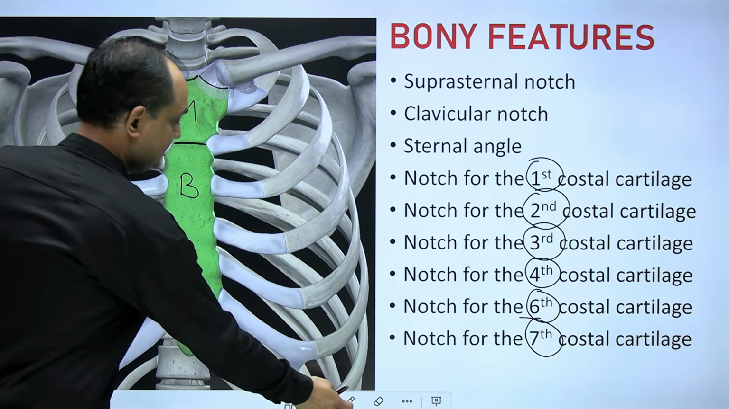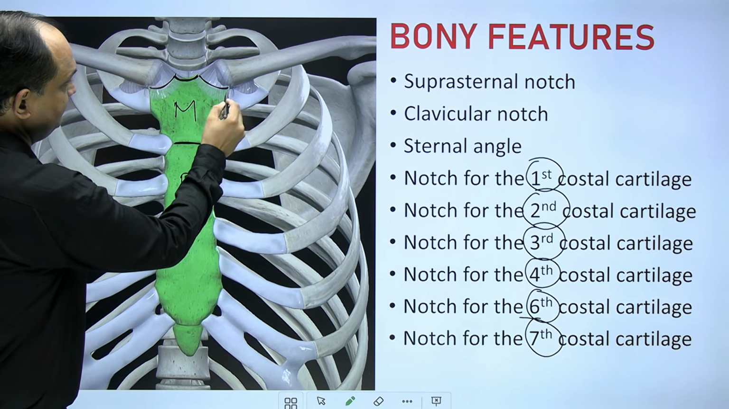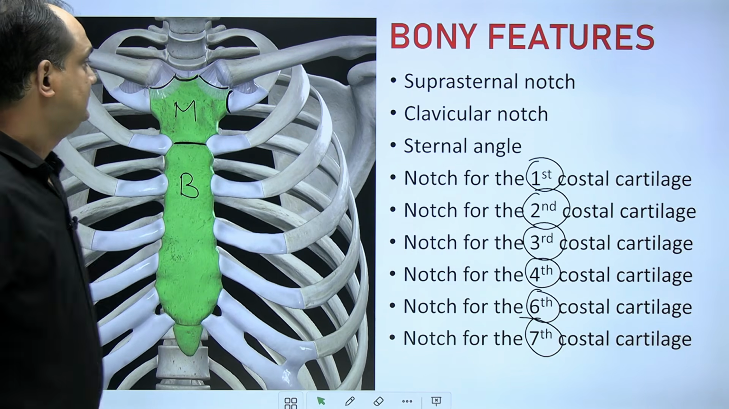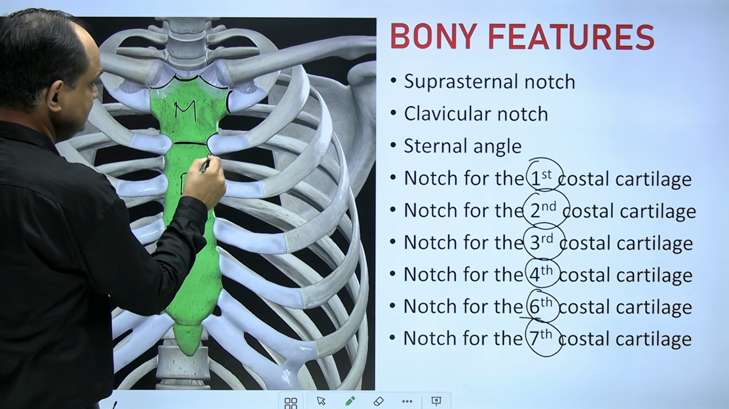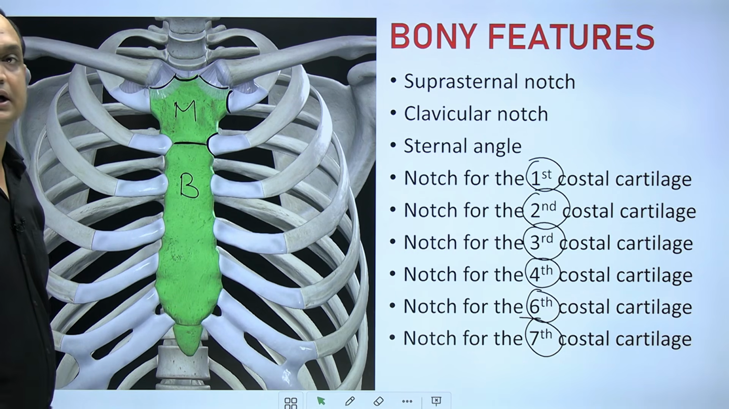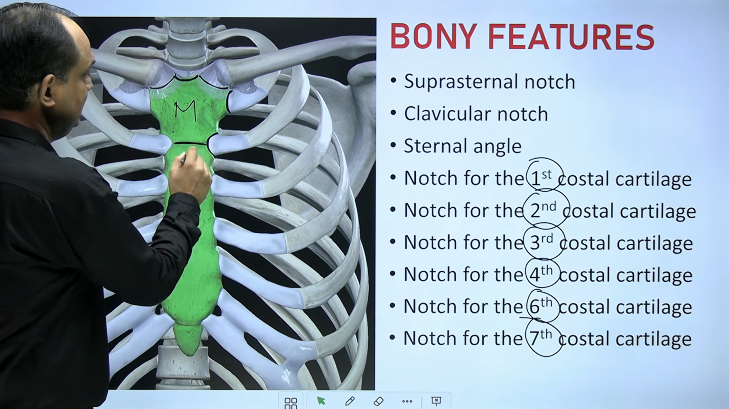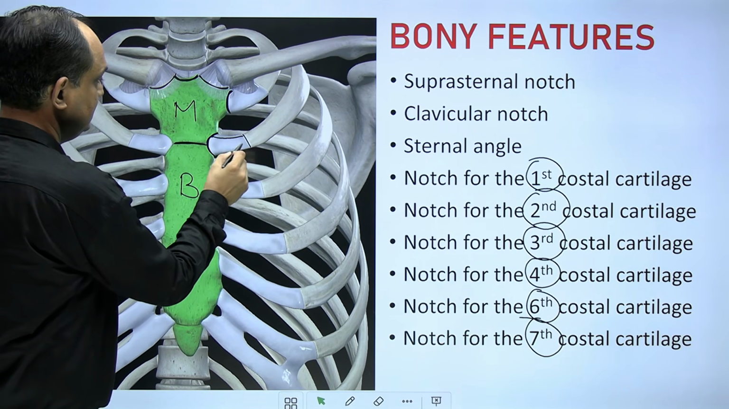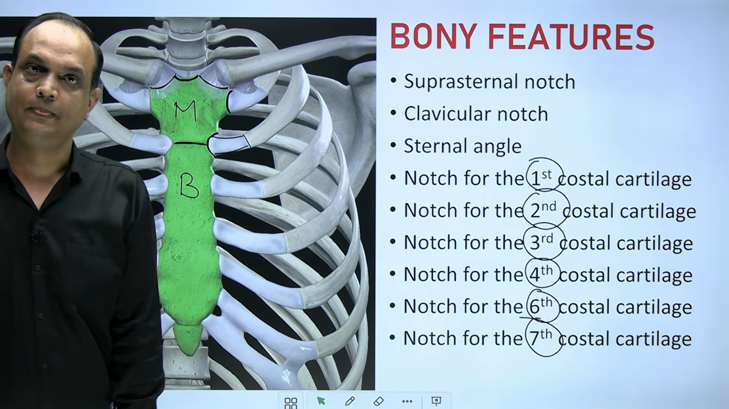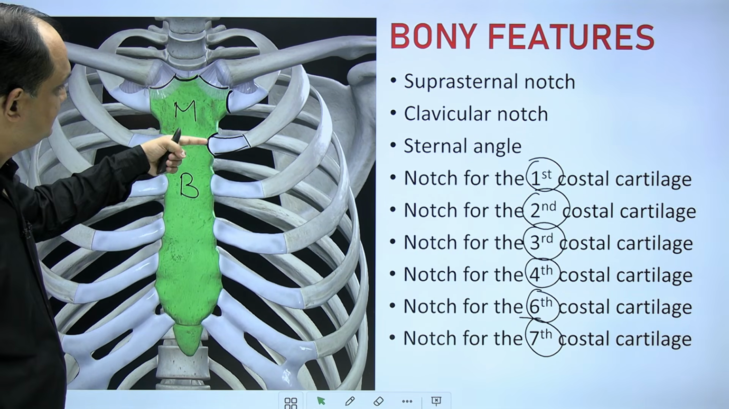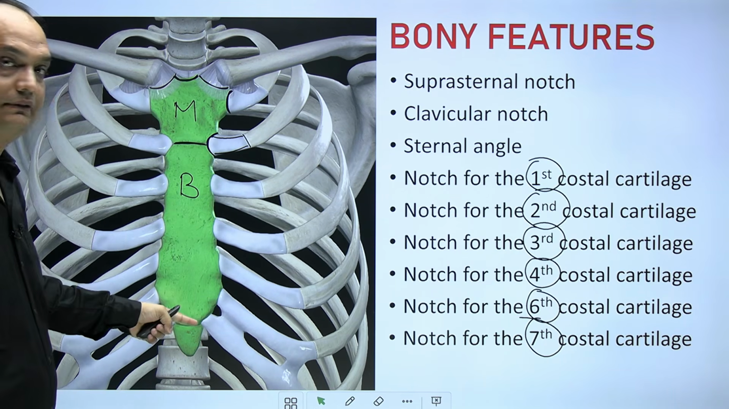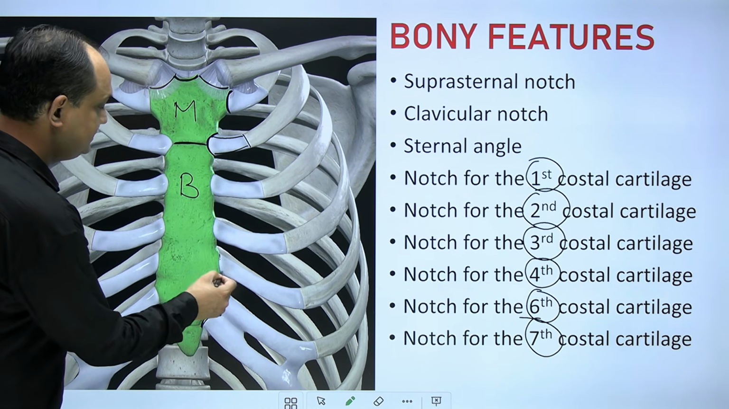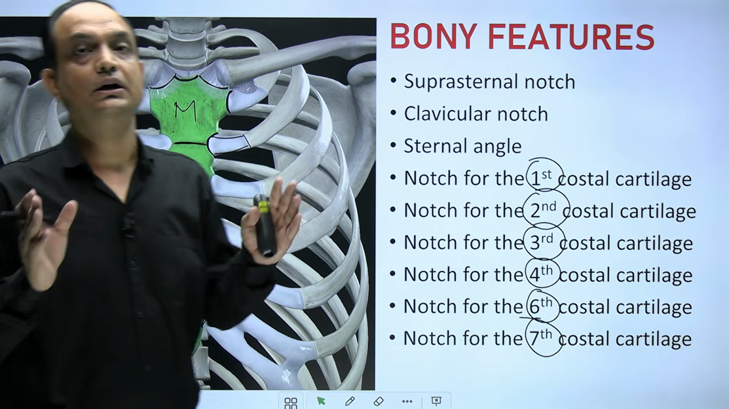So here you can understand that this is your first rib. Here you will have this notch for the first costal cartilage. Then you will have this notch, and this notch is for the second costal cartilage. Because ribs never directly articulate with the sternum, you have a cartilage, and with the help of this cartilage the rib approaches the sternum. So you will have notches for the first, second, third, fourth, fifth, sixth and seventh. These are the 7 notches for the costal cartilages present on the sides of the sternum.